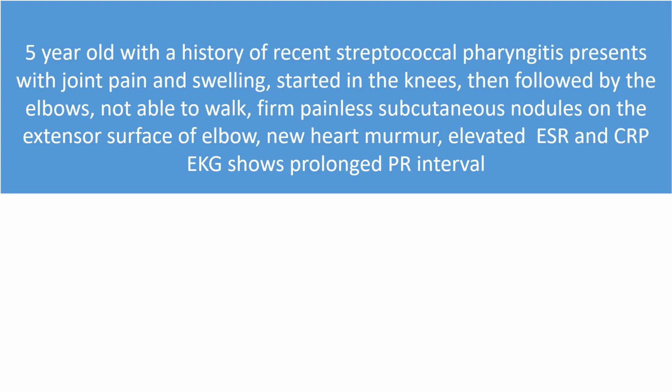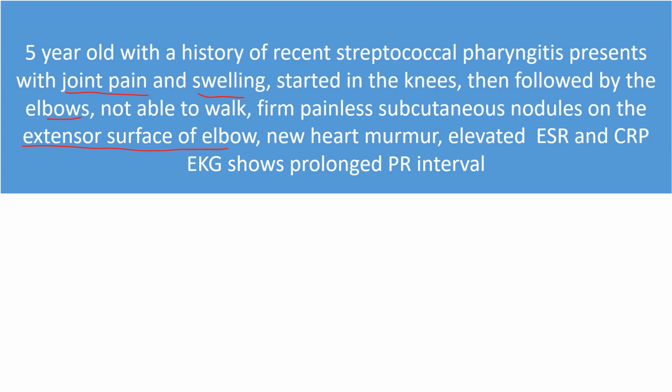A 5-year-old with a history of recent streptococcal pharyngitis presents with joint pain and swelling. Started in the knees, then followed by the elbows. Not able to walk. Physical examination is significant for firm, painless subcutaneous nodules on the extensor surface of the elbow.